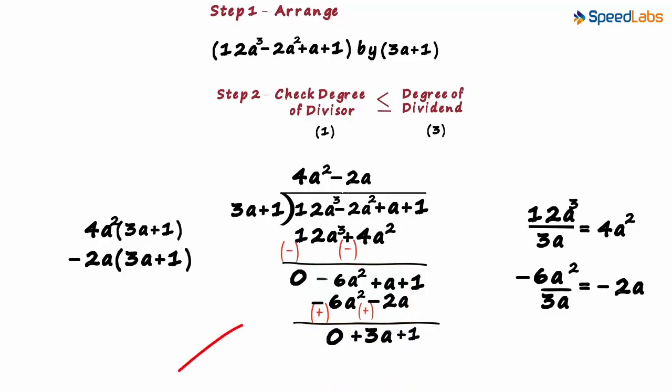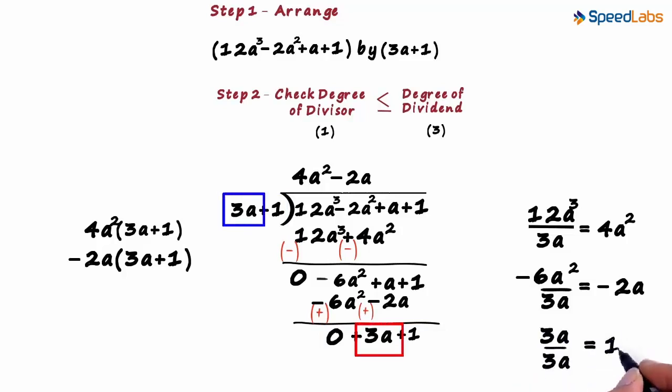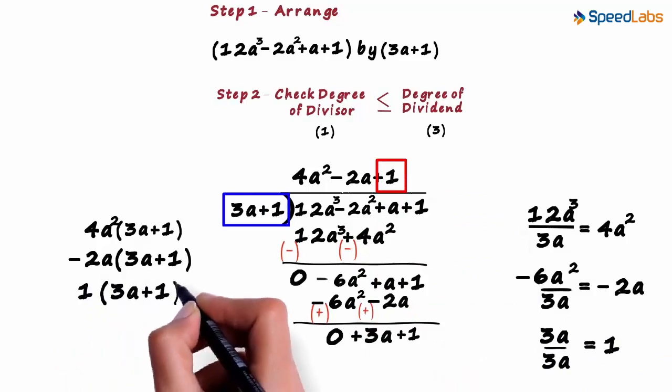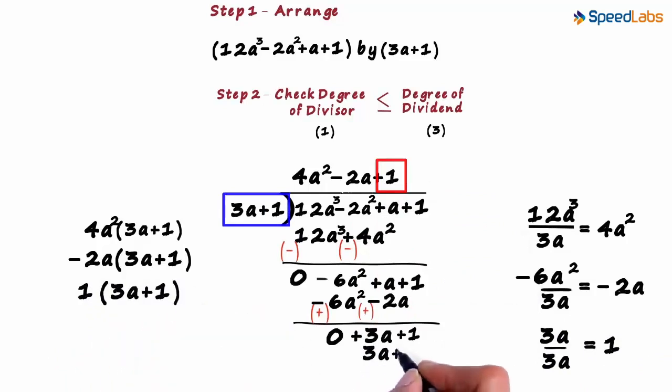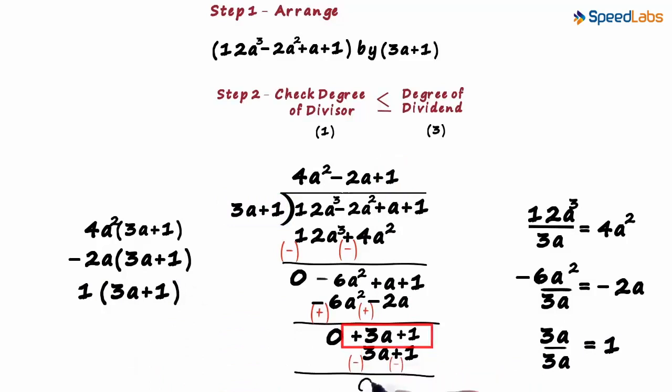We continue the process as the degree of the remainder is not less than the degree of the divisor. We stop the division the moment we find the degree of the remainder is less than the degree of the divisor. Dividing 3a by 3a, we get 1, which is written as the third term of the quotient. 1 multiplied by 3a plus 1 gives us 3a plus 1. We subtract this with this to get a 0.